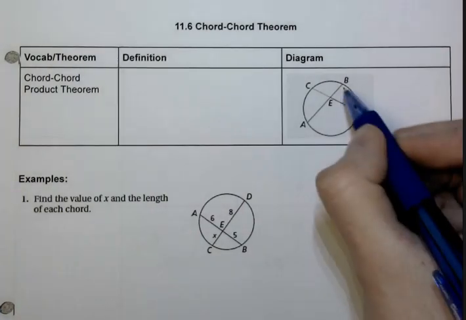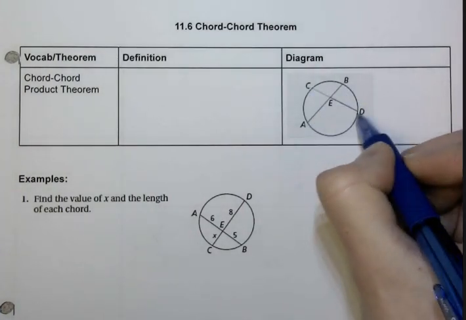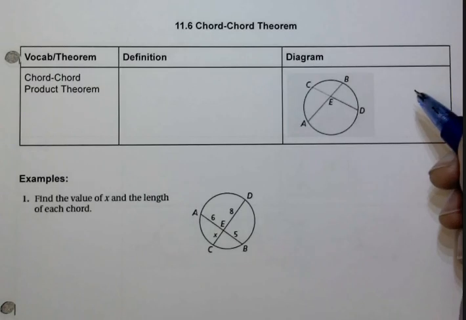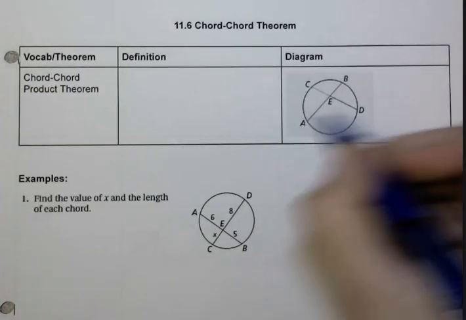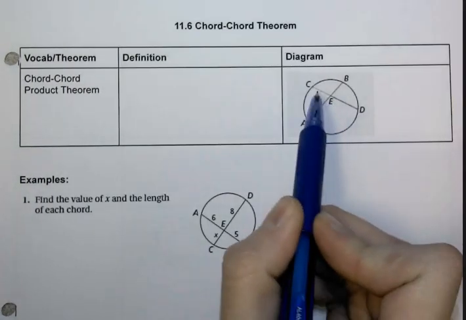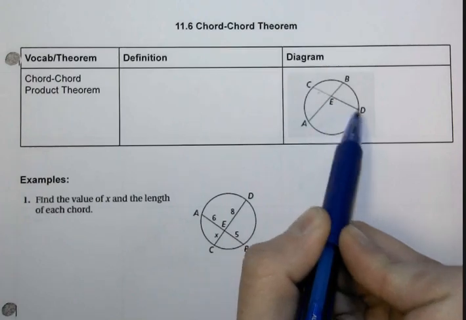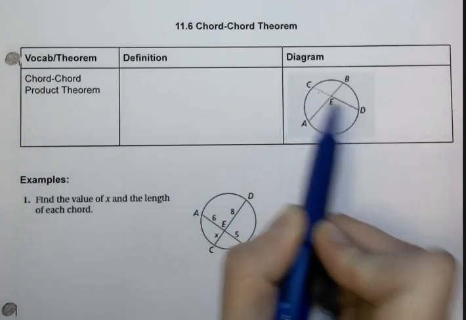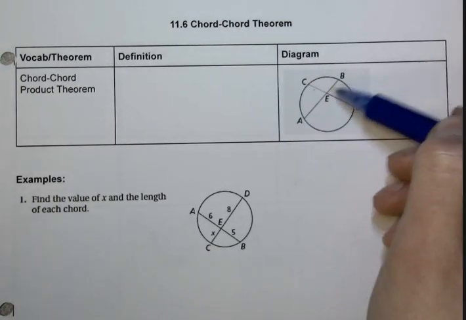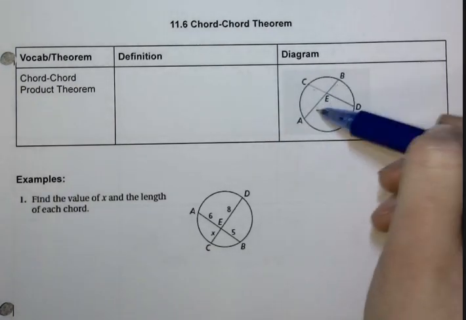So remember that a chord is a segment within a circle whose endpoints lie on the circle. This could also include the diameter, but remember it has to pass through the center of the circle to be a diameter. So the chord-chord product theorem says that we can take the two smaller segments of a chord and multiply them together, and it's equal to the same as these two segments multiplied together.